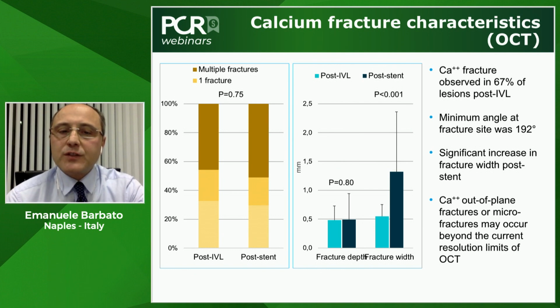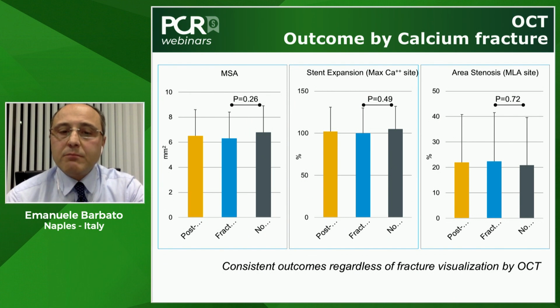Of interest, a micro CT study supports the notion that a certain proportion of fractures or microfractures escape the power of resolution and the depth of visualization of OCT. And this is indirectly confirmed, if we go to the next slide, by similar minimal stent area and stent expansion, respectively, on the panel on the left and in the middle, in the presence or in the absence of OCT-confirmed fractures.